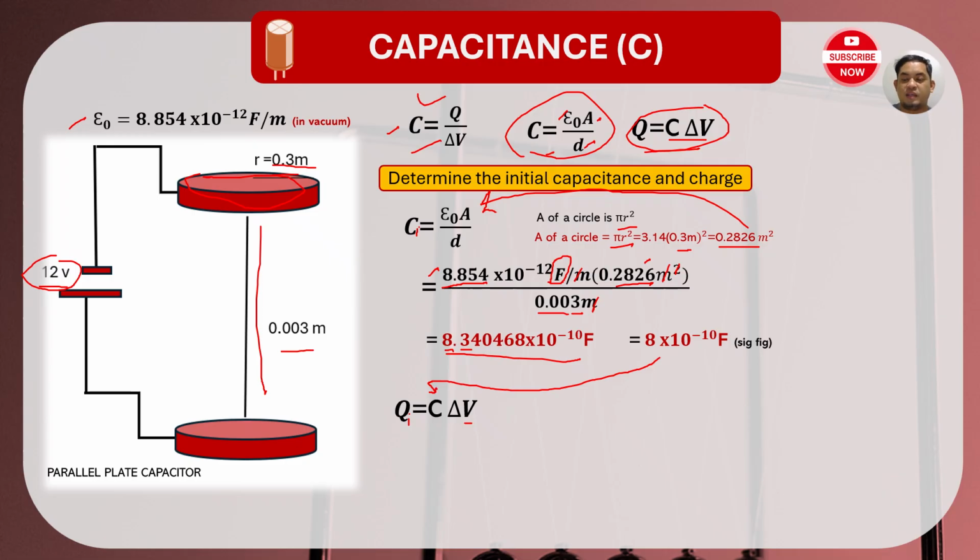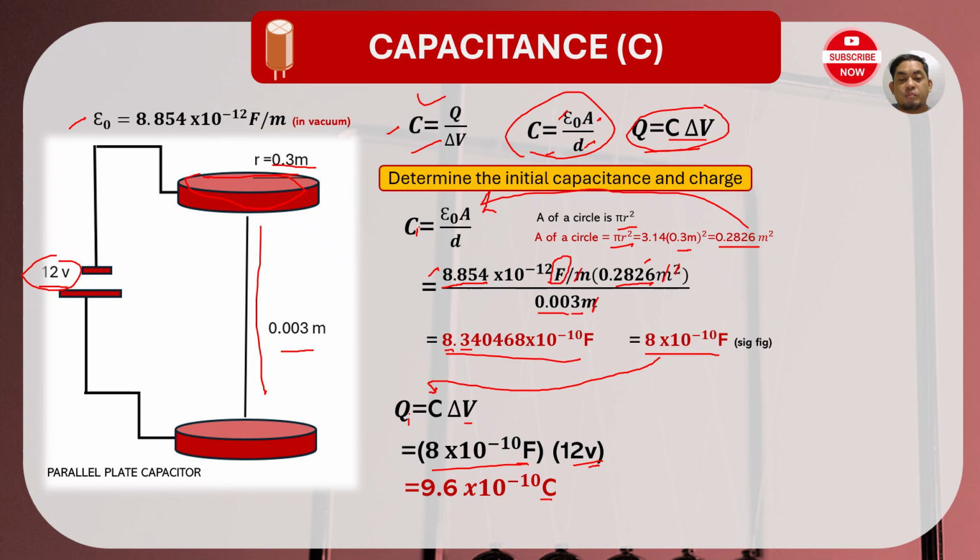So we will be substituting this value for our capacitance and 12 volts for our change in volts. So that's it: 8 times 10 raised to negative 10 farad and then 12 volts. So we can have 9.6 times 10 raised to negative 10 coulombs. And I already showed you how it arrives at coulombs when you multiply farad and volts.